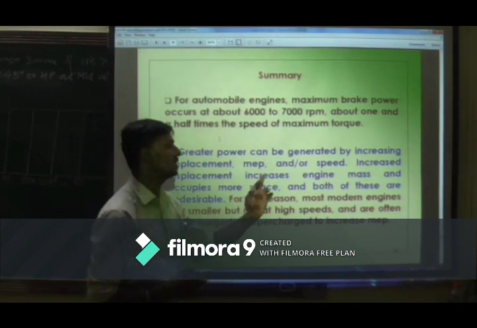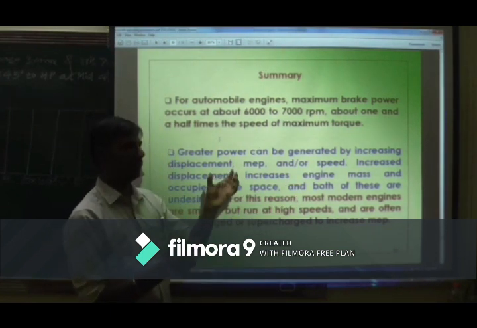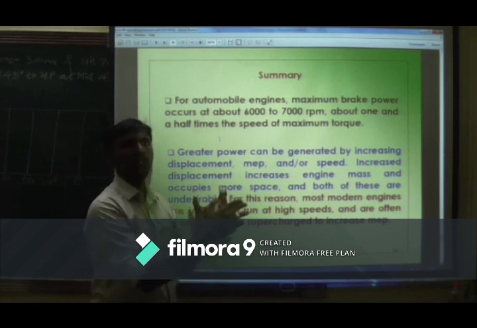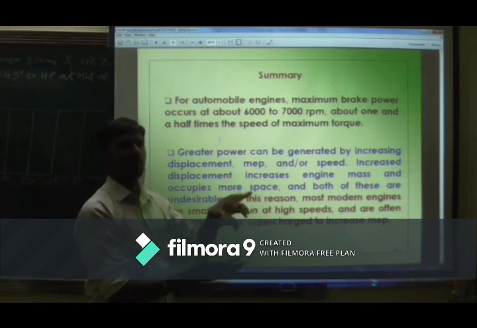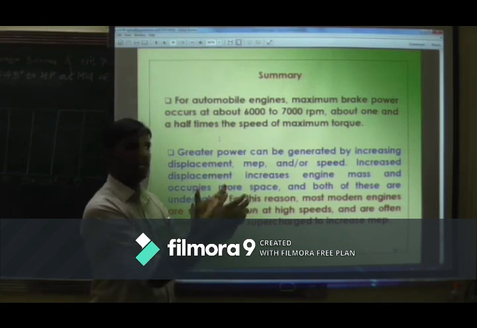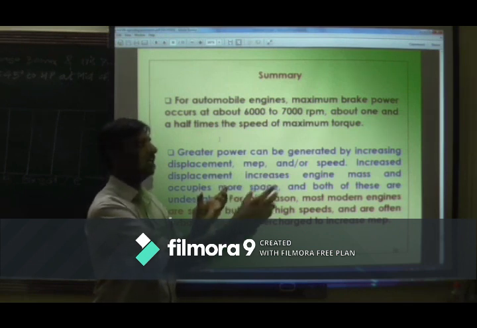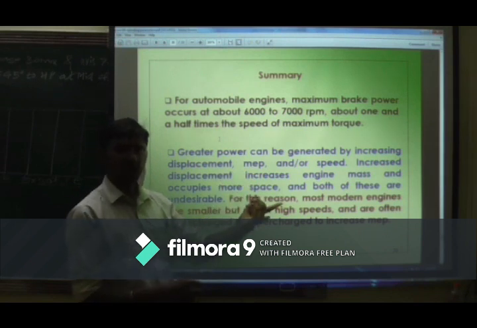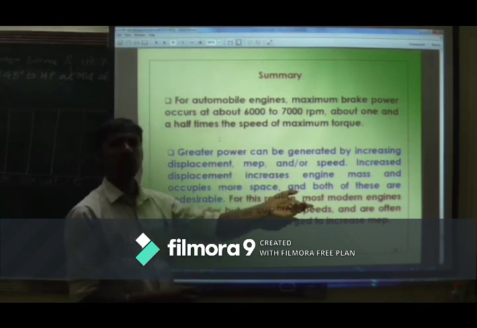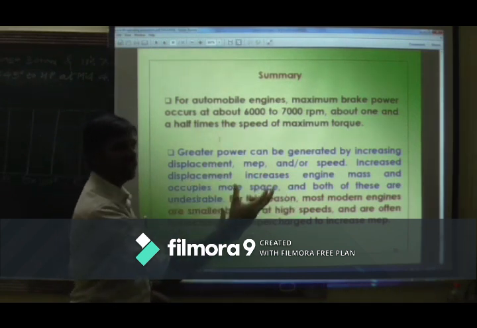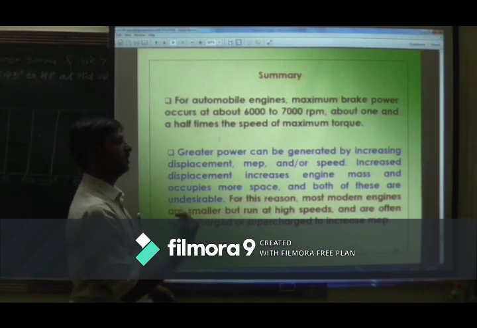Increasing displacement increases the engine size. What is this displacement? Brake power is equal to P into LANK. So we know the formula: work done is equal to P into delta V. If we compare both formulas, brake power is equal to mean effective pressure, that is P, into displacement, that is LANK. L is stroke length, A is bore area, small n is number of cycles, and K is number of cylinders. Increase displacement, LANK increases, and our brake power increases.